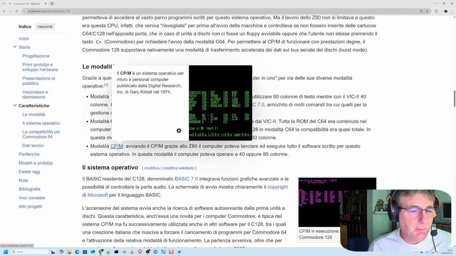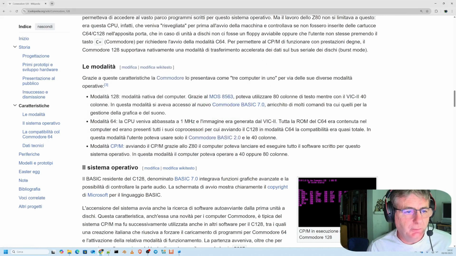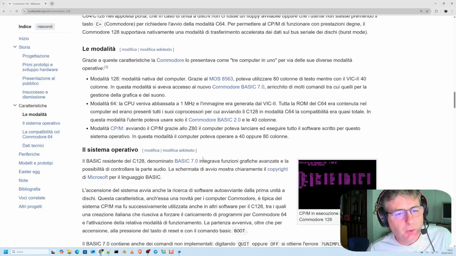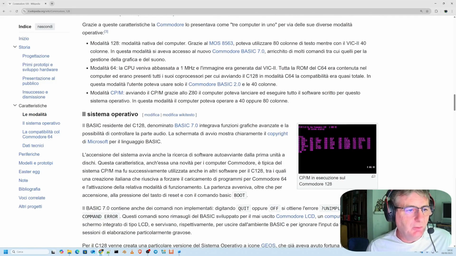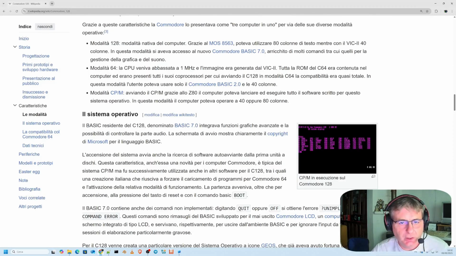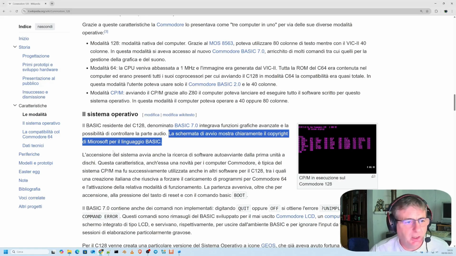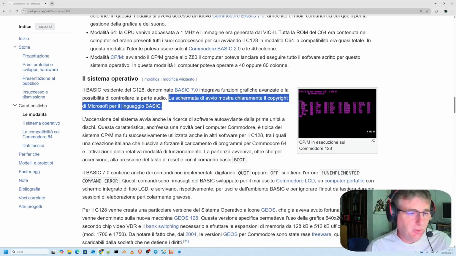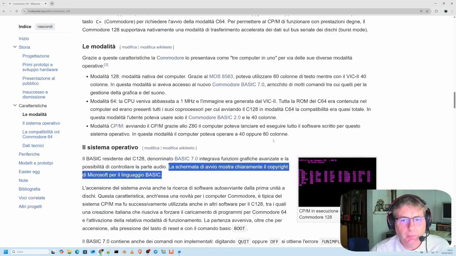We also had this CP/M mode, which we've talked about. By starting CP/M, the computer could launch and run everything that was written for this operating system. Well, you can't really call it retrocompatible with MS-DOS because in reality it was created earlier. In this mode, the computer could operate at either 40 or 80 columns. The resident BASIC in the 128, called 7.0, included advanced functions and the ability to control part of the audio.